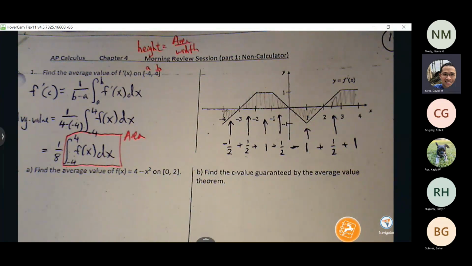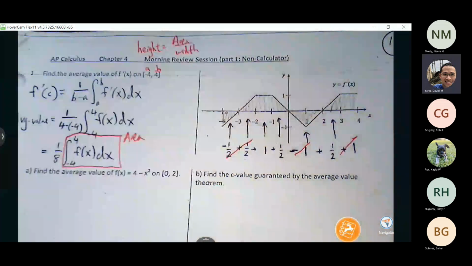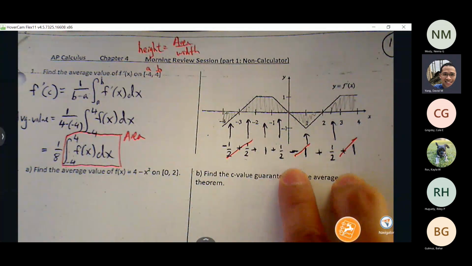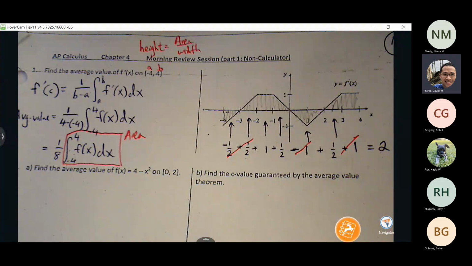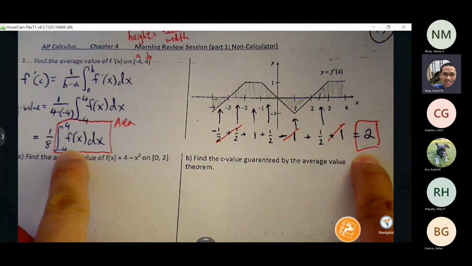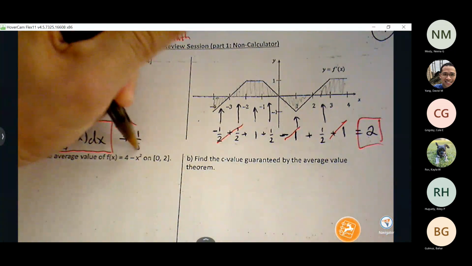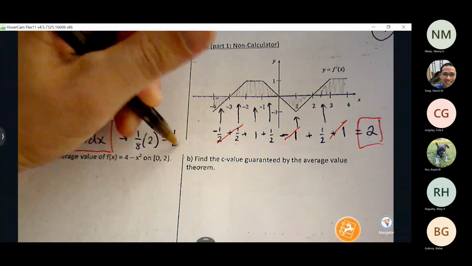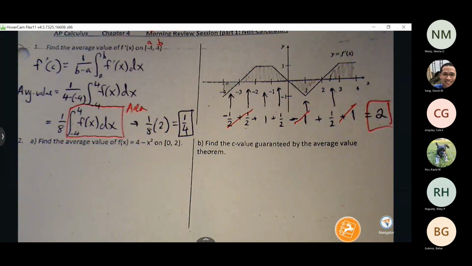All right, so I'm just going to combine some like terms here. Plus 1. So 1 plus 1/2 plus 1/2 is going to be 2. So 2 is going to fill in for this definite integral from -4 to 4. So therefore, my average value is 1/8 times 2, which is 1/4. Okay, questions on number one?